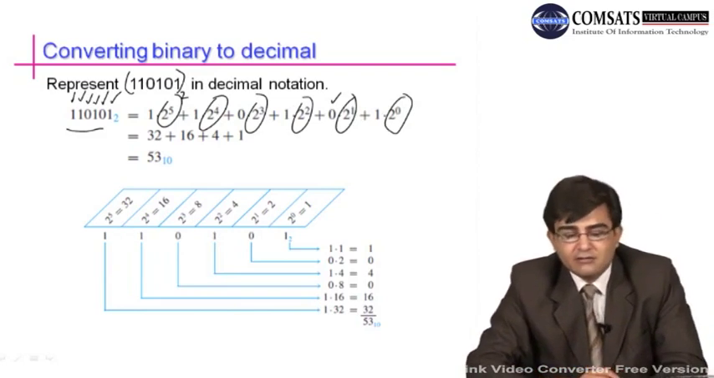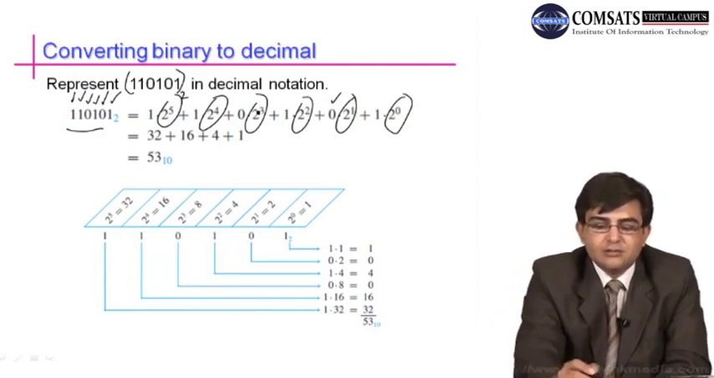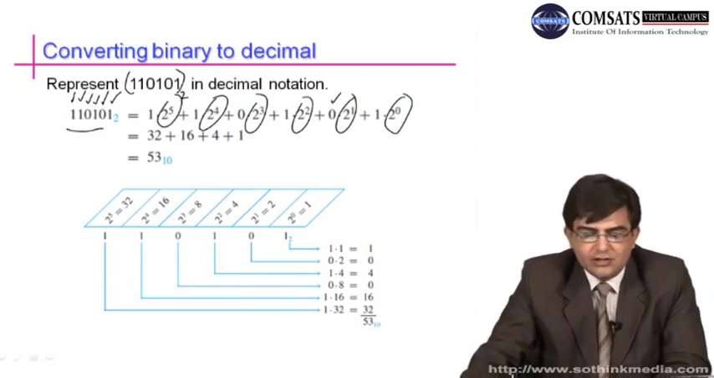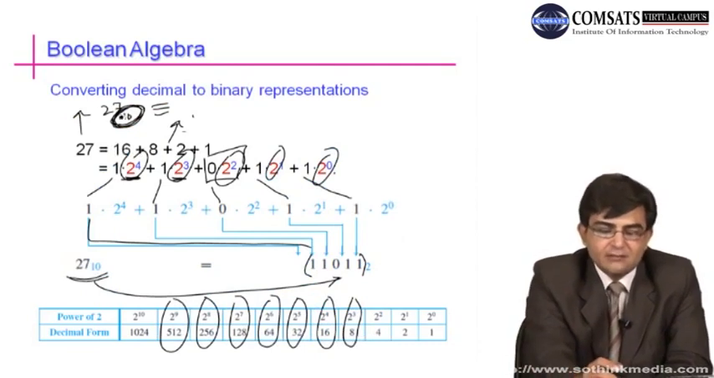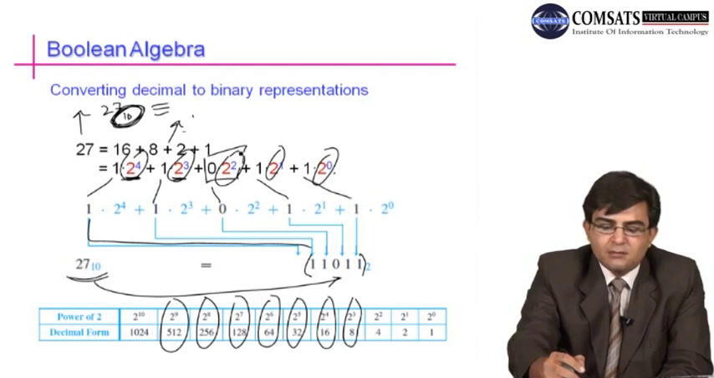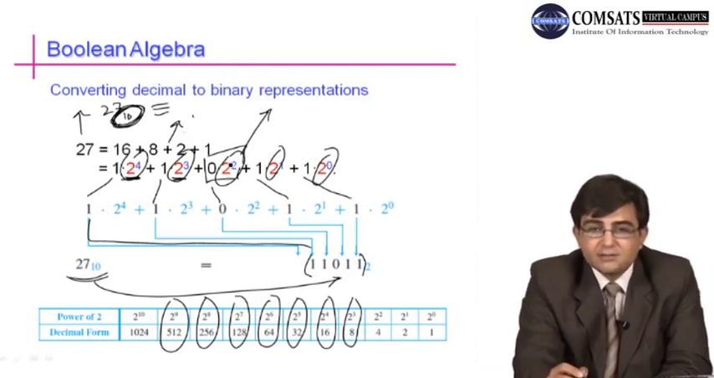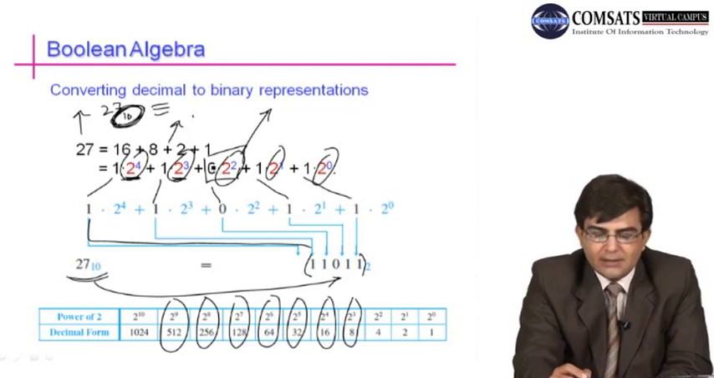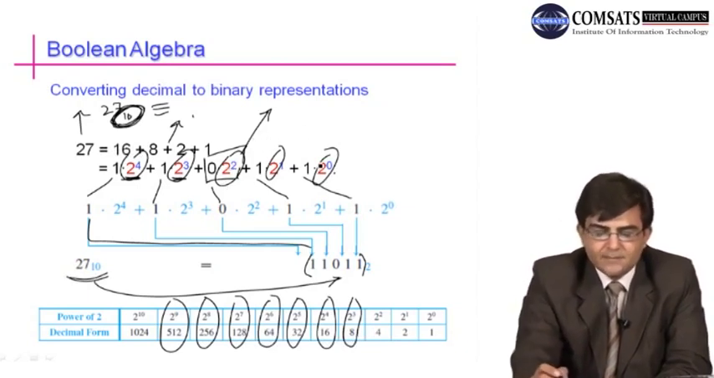We don't miss any power of 2, that is 2 power 0, 2 power 1, 2 power 2, 2 power 3, 2 power 4, 2 power 5. As we have written here, when we have converted a decimal number into binary notation, if some power of 2 is missing, we can write this power by multiplying it by 0. We don't miss any power of 2. So this is a very important point here.